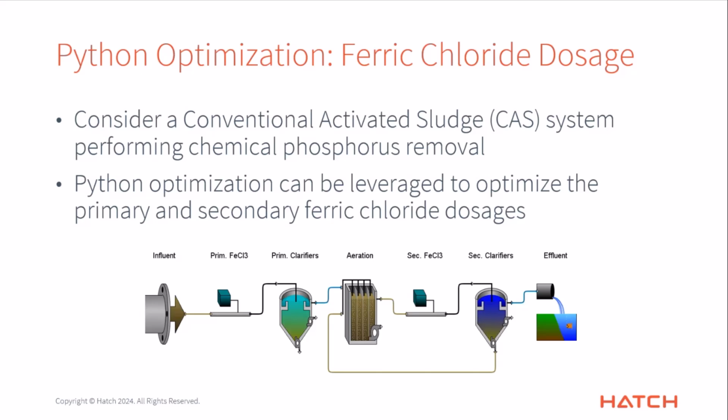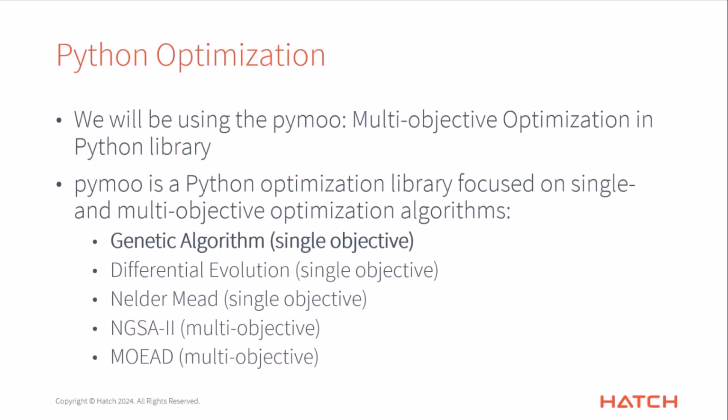The Python library that we're going to be using in this particular example is called pymoo, which stands for Multi-Objective Optimization in Python. Pymoo is a Python optimization library that's focused on single and multi-objective optimization. So they have a whole bunch of algorithms that are included in it out of the box.